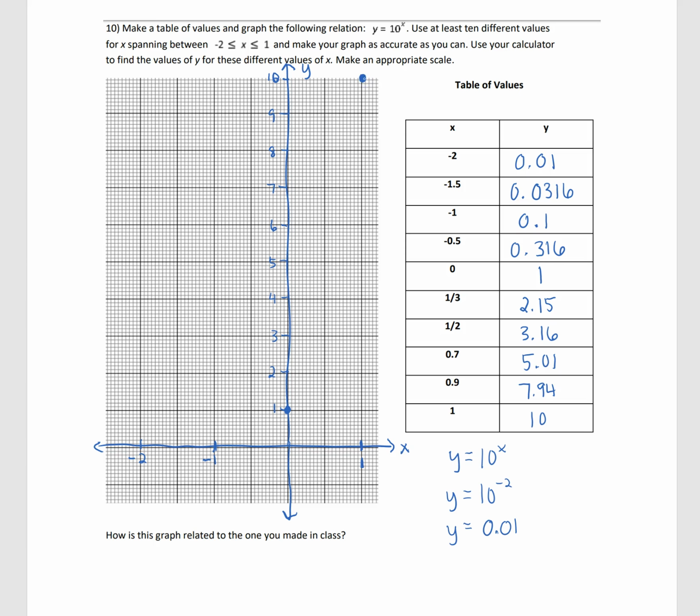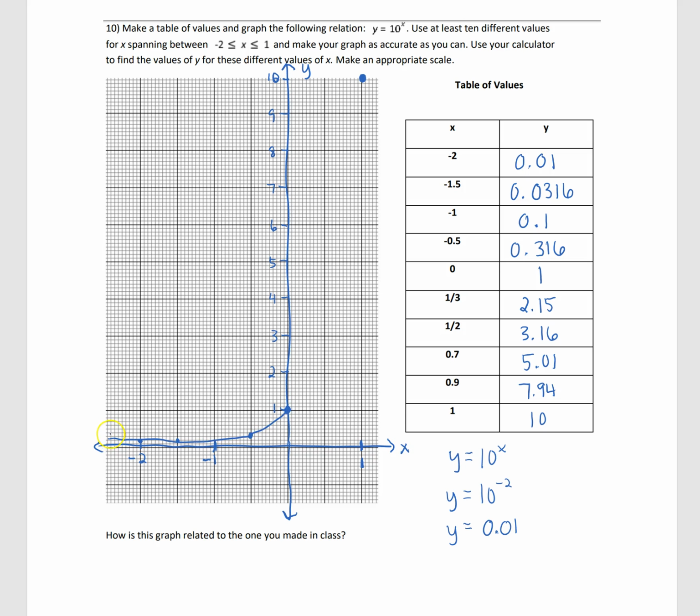Looking at when x is less than 0, or these negative numbers, when x is negative 0.5, y is around 0.3. So that's going to be somewhere around here. And then as x becomes greater negative numbers, y gets smaller and smaller. So we're getting closer and closer to the x-axis here. So this is going to look something like this and this.